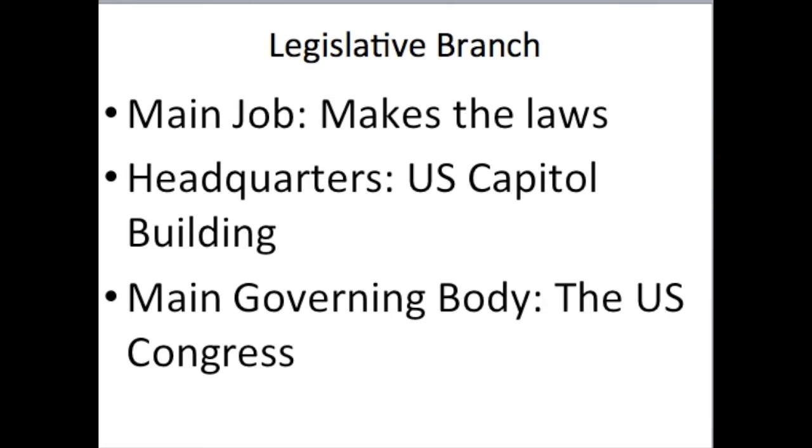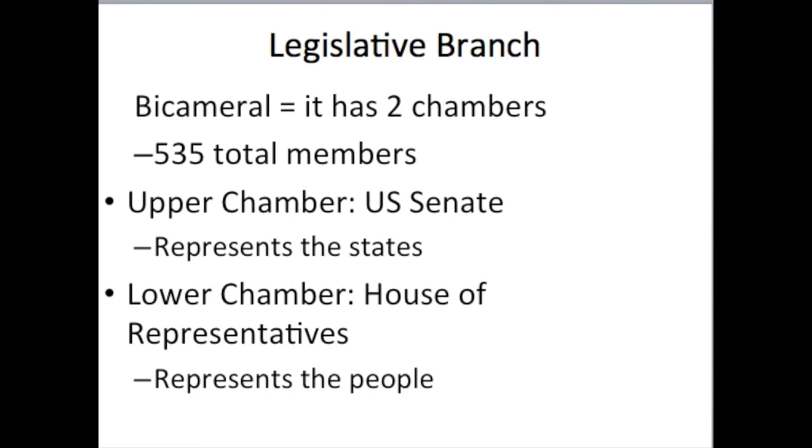And the main governing body of the legislative branch is the U.S. Congress. Now, the U.S. Congress is bicameral. That is Latin in its root, and it means that it has two chambers. Bi, meaning two, cameral, chambers, two chambers. In total, the U.S. Congress has 535 total members, but this is split up.